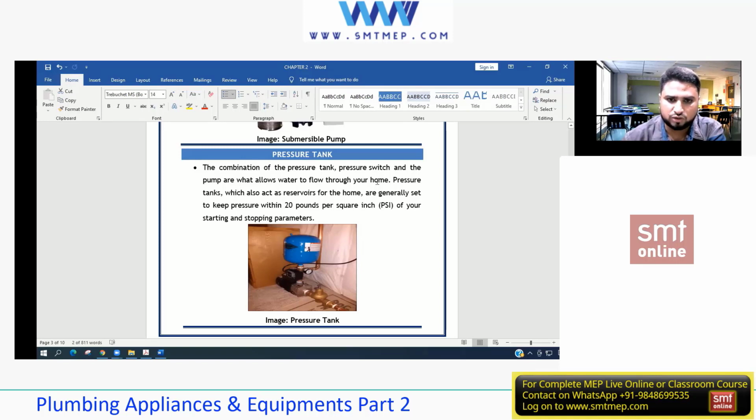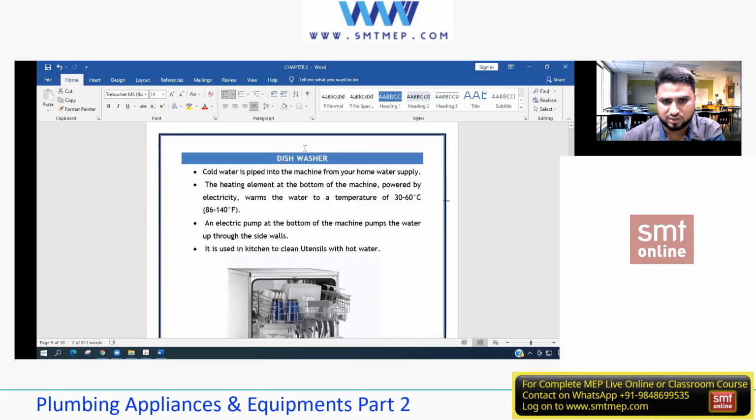This way, the combination of a pressure tank, pressure switch, and these pumps is what allows the water to flow through your home. Pressure tanks, which act as a reservoir for the home, are generally set to keep the pressure at 20 pounds per square inch at starting. So a pressure tank is a reservoir for our home, serving the small calls for water and not allowing the pump to start again and again. We have discussed the problems we can face in future with the pumps.